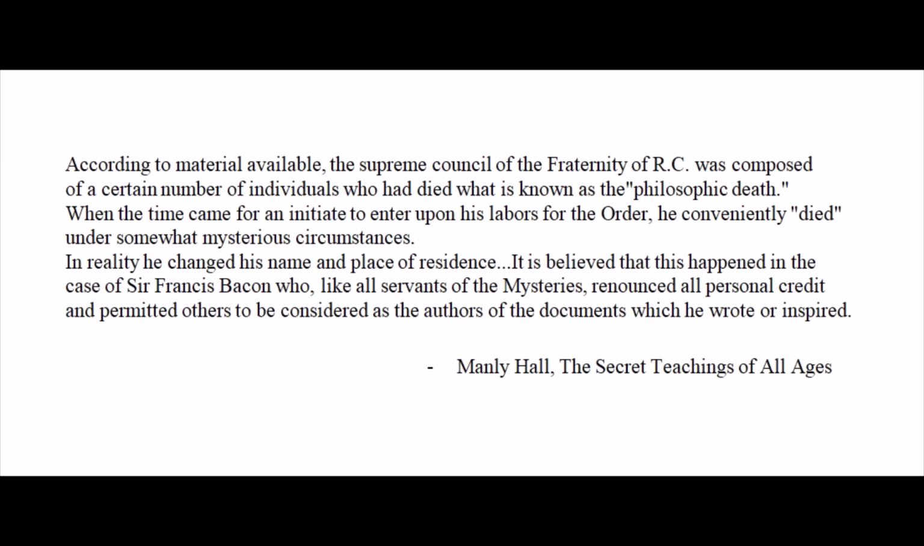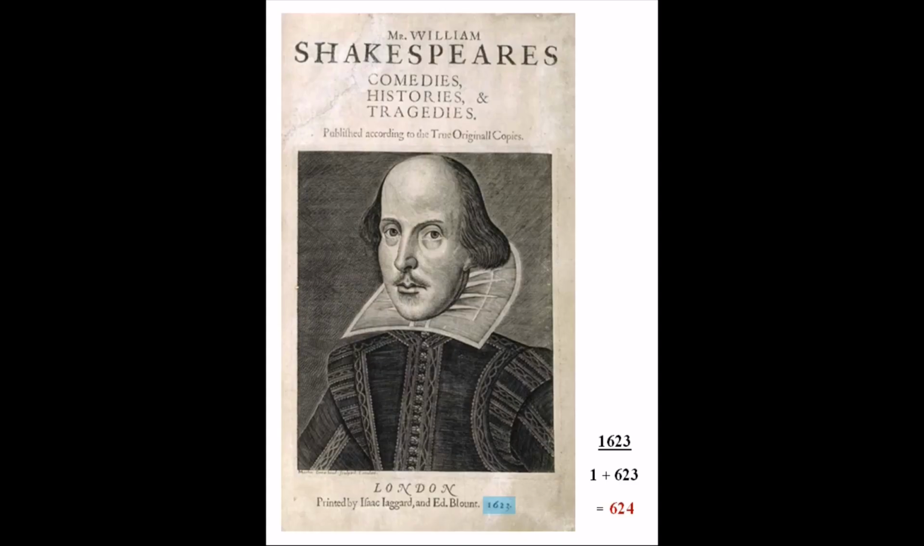624. The date of the first folio is 1623, and a while back Paul Oldman had commented that all we have to do is add the 1 plus 623 and we get 624. Again, 624 is Edward de Vere's date of death and the nativity of John the Baptist.